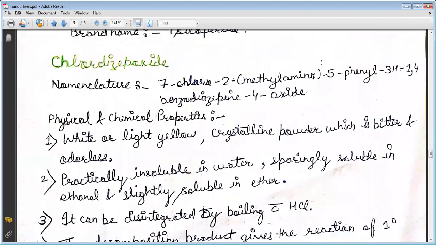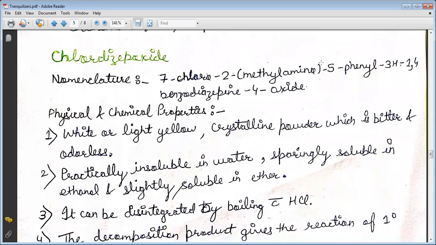The nomenclature includes 7-chloro-2-methylamino-5-phenyl-3H-1,4-benzodiazepine 4-oxide. The physical and chemical properties are white or light yellow crystalline powder, which is bitter and odorless, practically insoluble in water, sparingly soluble in ethanol, and slightly soluble in ether. It can be disintegrated by boiling with hydrochloric acid.